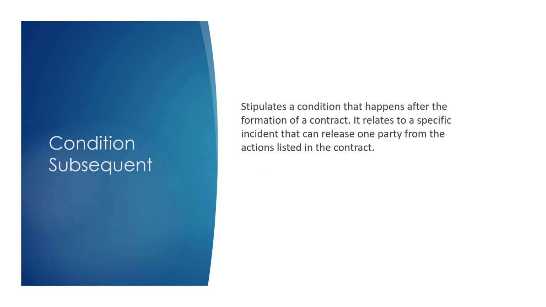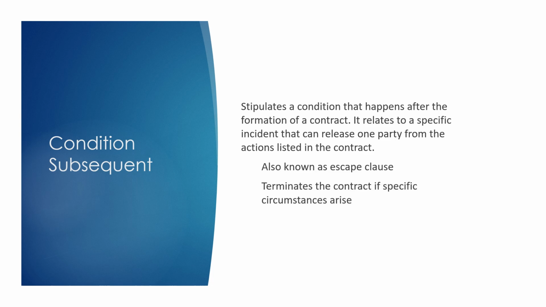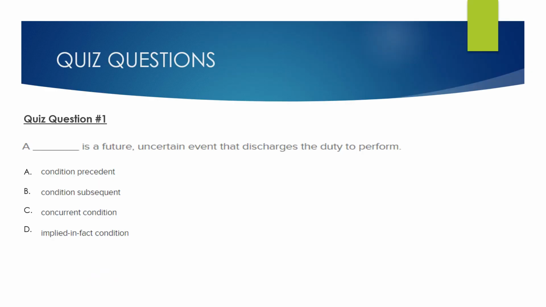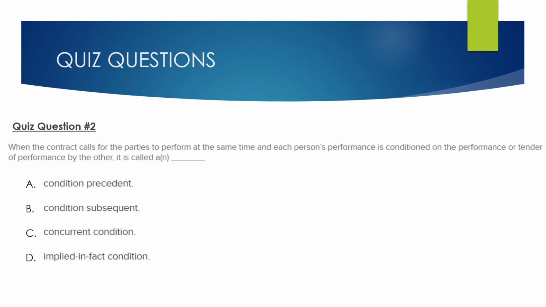Condition subsequent basically says, hey, if something happens, then I don't have to perform. So if there's a subsequent condition in the contract and it occurs, that releases me from having to perform. It's sometimes called an escape clause, and it basically says, if certain circumstances arise, then we won't have to perform. So quiz question number 1 is here. You'll want to stop your computer and enter your answers, please, in the quiz format. And here is question 2.